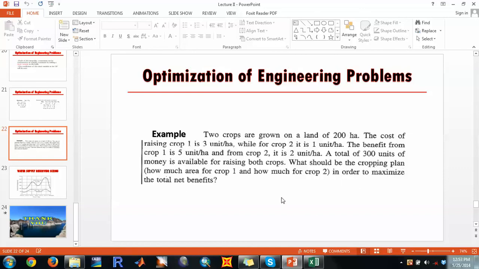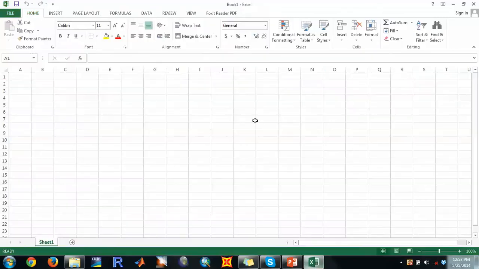So if we formulate the problem first, for example, if you have crop 1 and crop 2, let's represent the area covered by crop 1 as x, and the area covered by crop 2 as y.